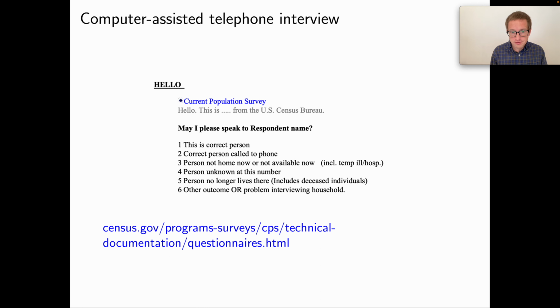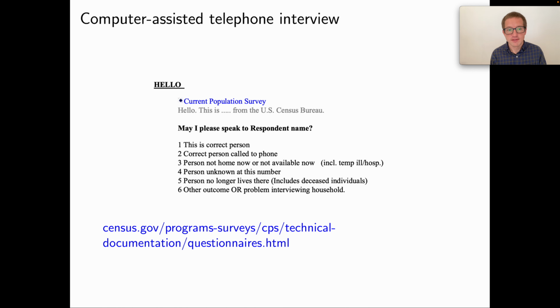Here's an example from when they are calling them on the phone. The phone interviewer has this script on a computer, and they call and say, "Hello, this is so-and-so from the US Census Bureau. May I speak to," and then they say the name of the respondent. The whole thing is very structured, where the respondent answers, and then the interviewer will input a number into the computer, and then the computer pops up the next question.